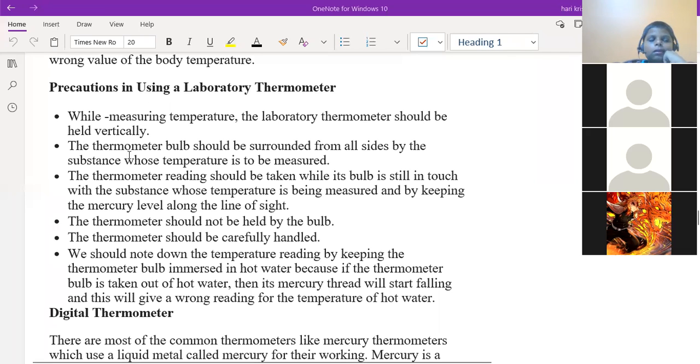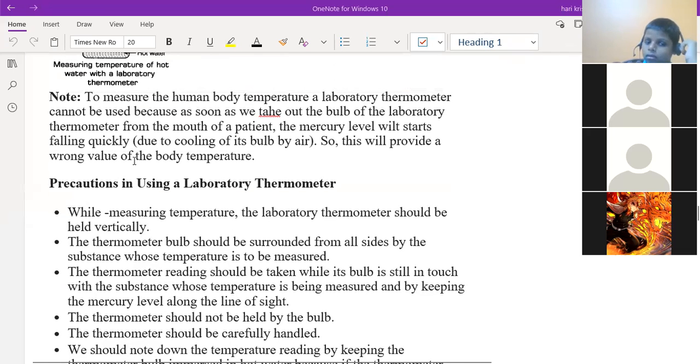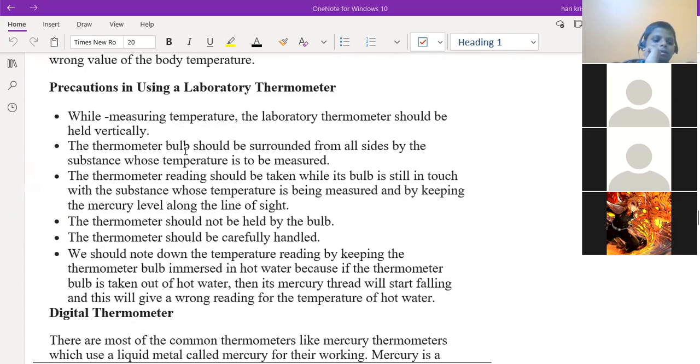So that's all about the thermometers. Clinical and laboratory are both the same, but the clinical one we use only for measuring the temperature of the human body. Sir, the laboratory one does not have a kink. Generally, laboratory thermometers don't have kinks.